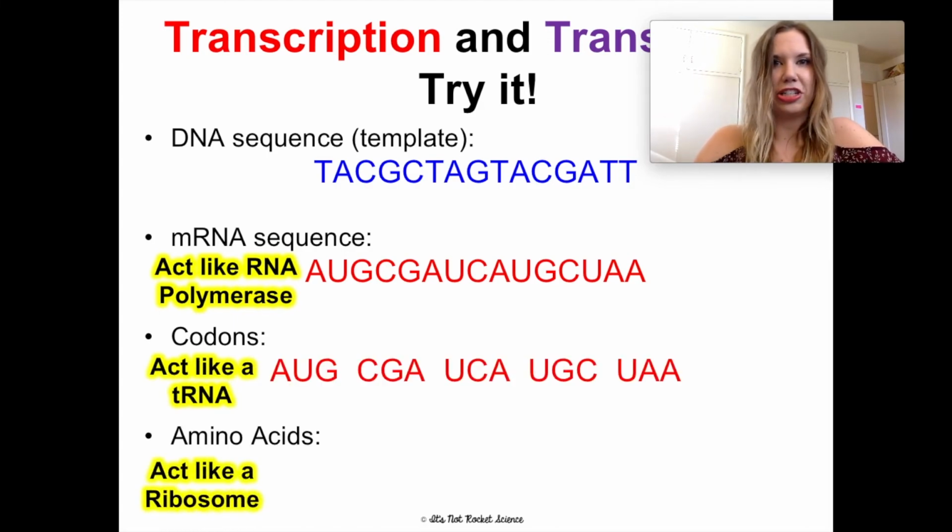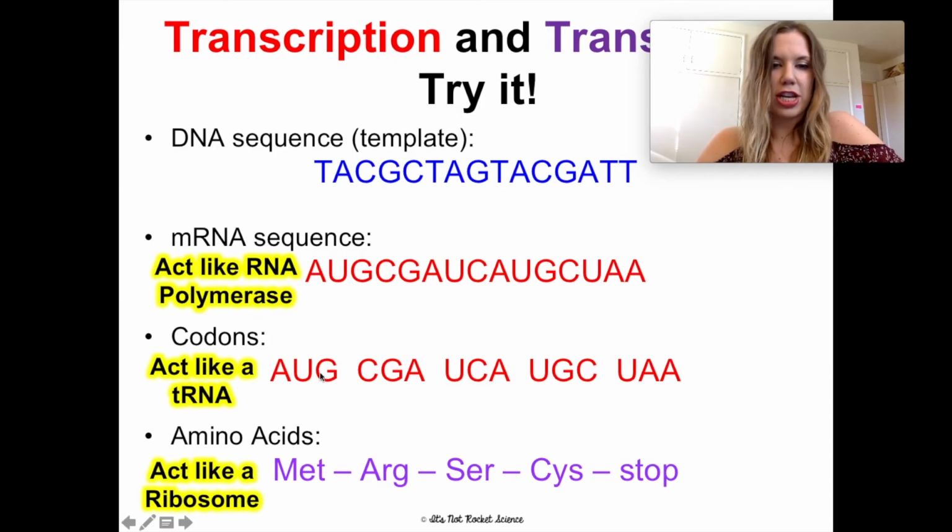All right, let's see if you were correct. AUG codes for methionine, MET. CGA codes for ARG. UCA codes for SER. UGC codes for cysteine, and UAA is a stop codon. So the ribosome would stop translating the message and release the completed protein. Okay, and that is translation.